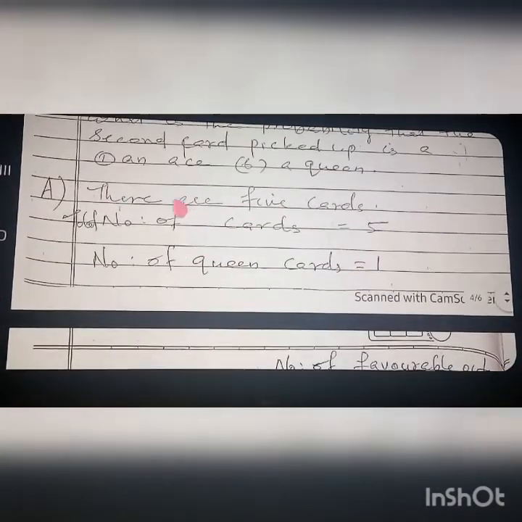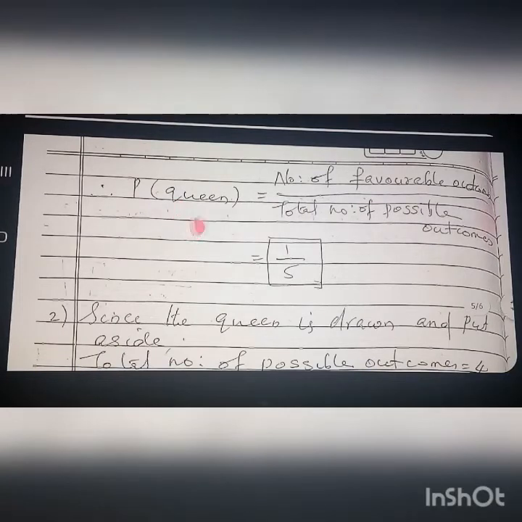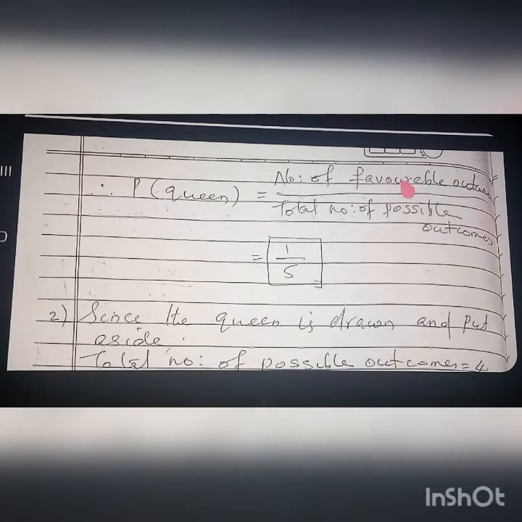See the question. First, the first case. What is the probability that the card is a queen? In total, how many cards are there? 5 cards. And the number of queen cards? 1. Therefore, the probability of getting a queen is the number of favorable outcomes divided by the total number of possible outcomes. Favorable: how many queens? 1. Total cards: 5. So what is your answer? 1 by 5. Okay. Next question.